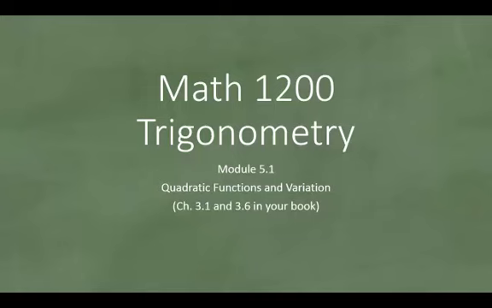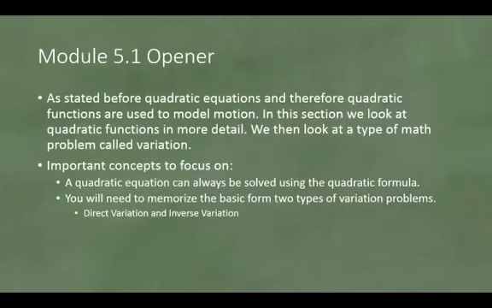Module 5.1, Quadratic Functions and Variation. This is chapters 3.1 and 3.6 in your book. 5.1 opener. As stated before, the quadratic equations and therefore quadratic functions are used to model motion. In this section, we're going to look at quadratic functions in more detail, and then we're going to look at a specific type of problem called variation.